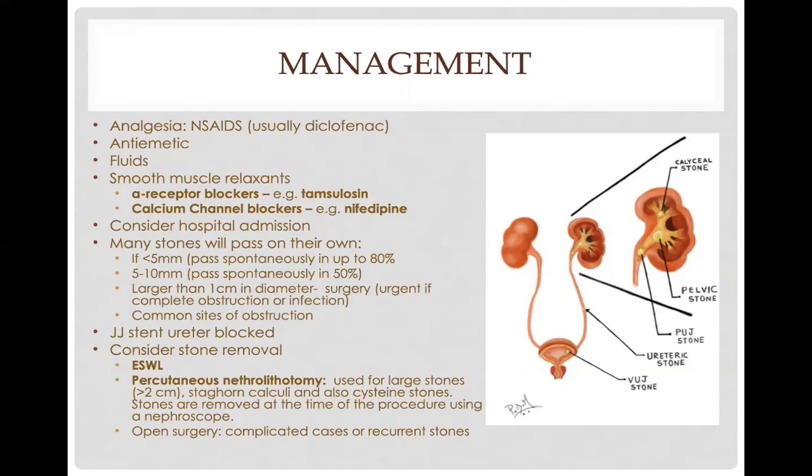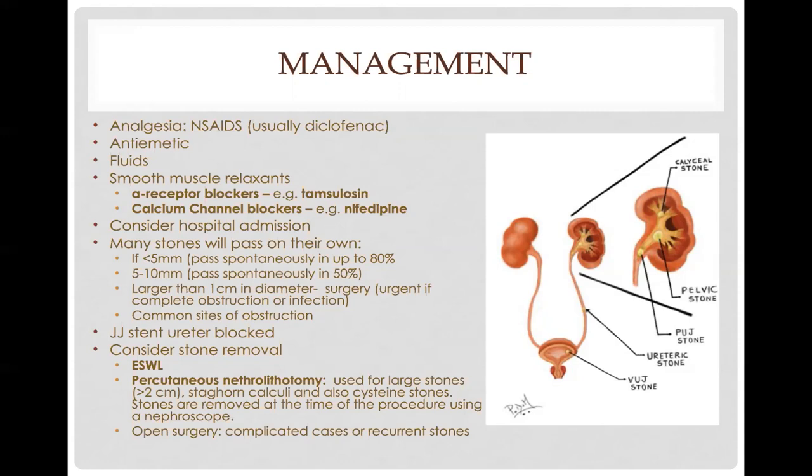This picture on the right is showing common sites of obstruction. So you can get obstruction in the renal pelvis, the pelvic ureteric junction, as well as the vesical ureteric junction as well.